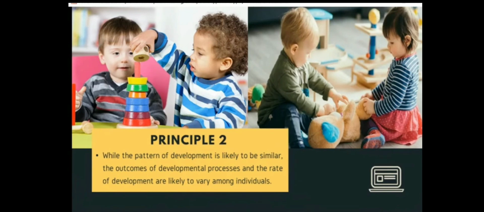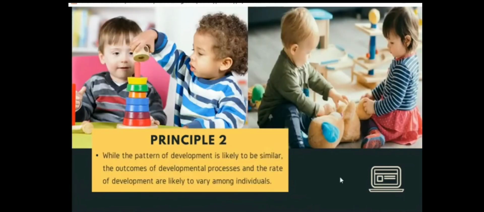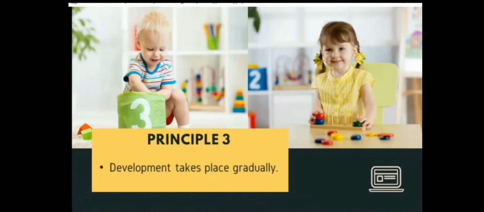And as a result, we can expect significant differences, or different characteristics that this child may develop in the later years of their growth and development. The next principle is that development takes place. So, ibig sabihin class, sa second principle, dalawa lang ang ating tinitingnan, and this includes the heredity and environment. Principle number 3, development takes place gradually.